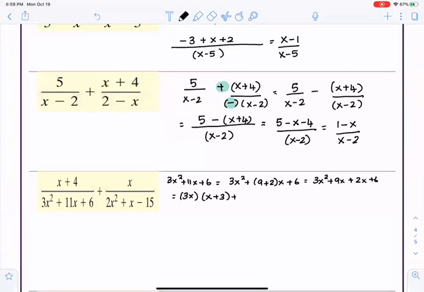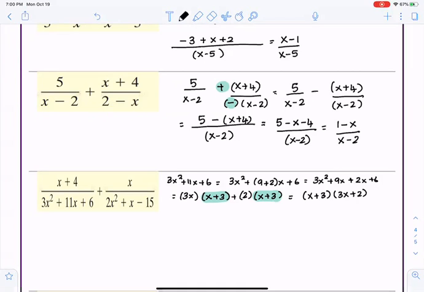In the last two terms, 2x and 6, I have a 2 in common. If I pull that out, I have x plus 3. X plus 3 is in common now. So if I pull that out, I would have 3x plus 2. So I have successfully factored the first denominator, which is 3x squared plus 11x plus 6.